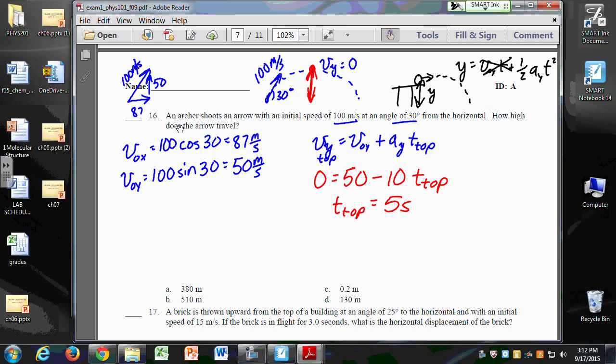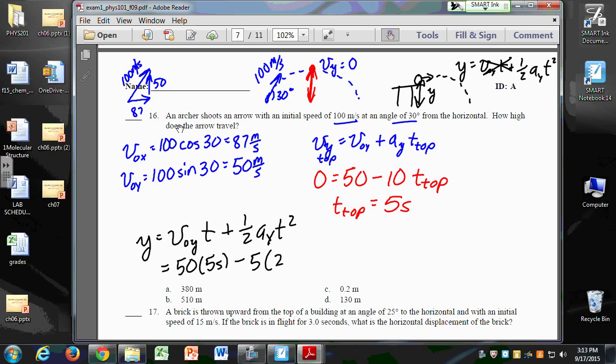All right. So now we know t top is 5 seconds. I want to know the height, and I just say y is equal to v naught y times t plus 1/2 a y t squared, and that's equal to v naught y, which is 50, times 5 seconds minus 5 times 25. That's 250 minus 125, 125. So D is the right answer.